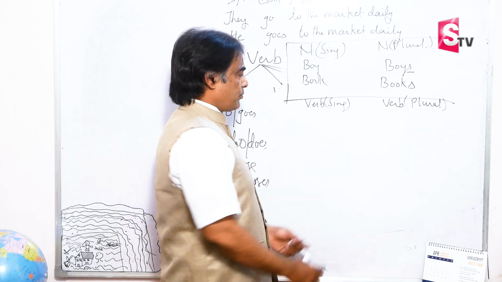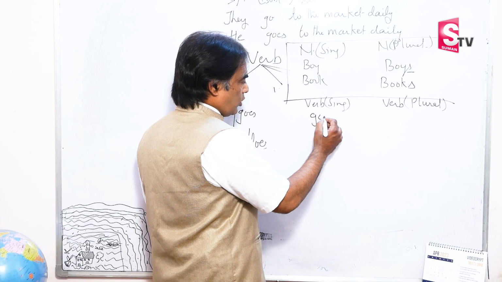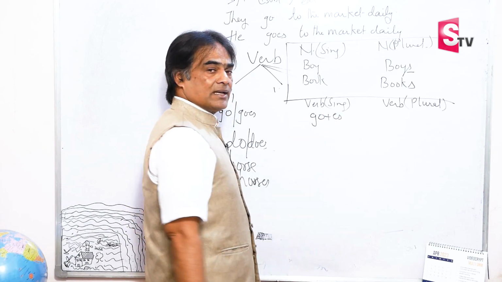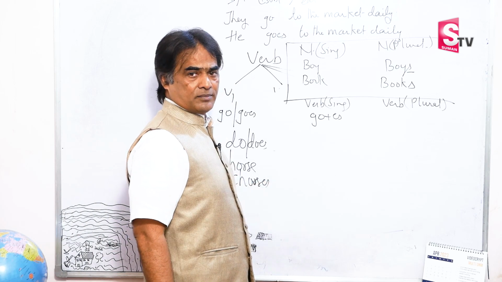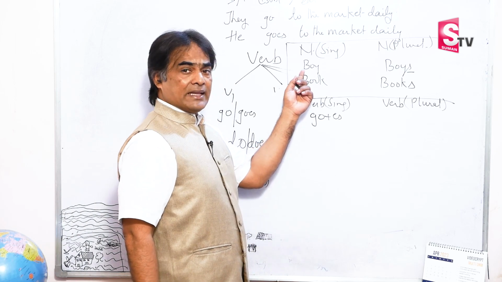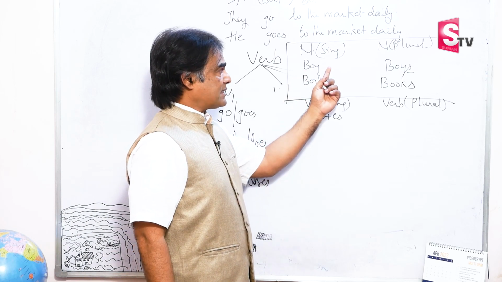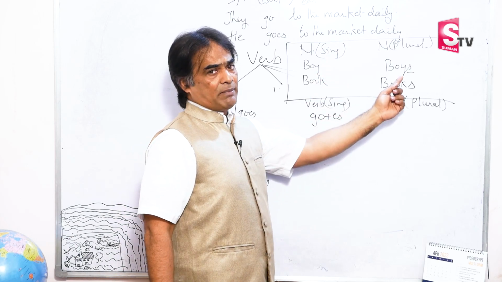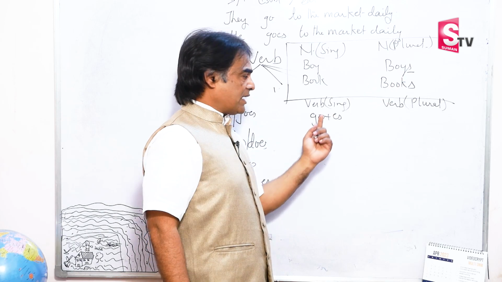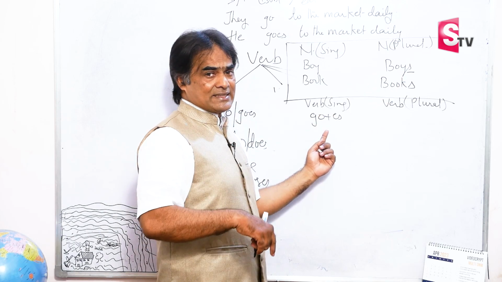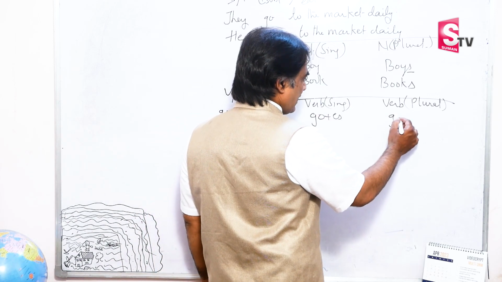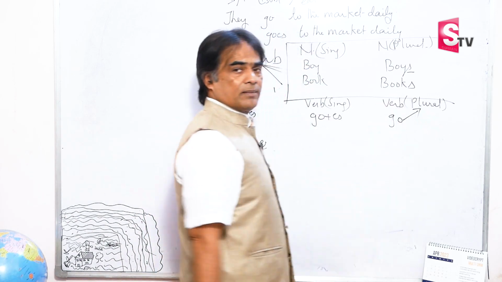Verb singular. Go plus es becomes singular. Whereas in the case of noun, without s, it becomes singular. With s, it becomes plural. But in the case of verb, when we add s, it becomes singular. When we remove s, it becomes plural.